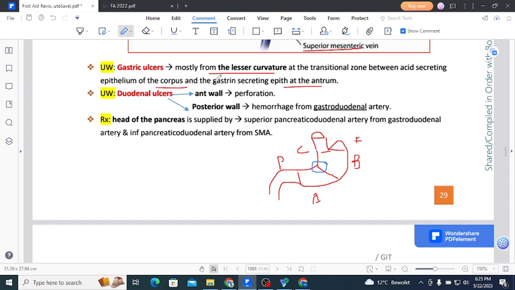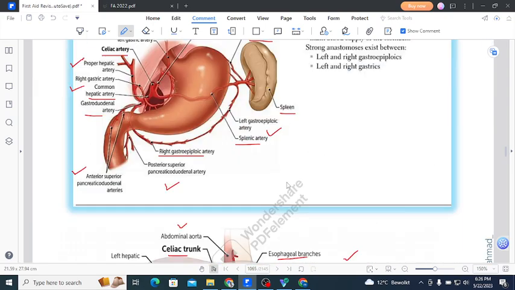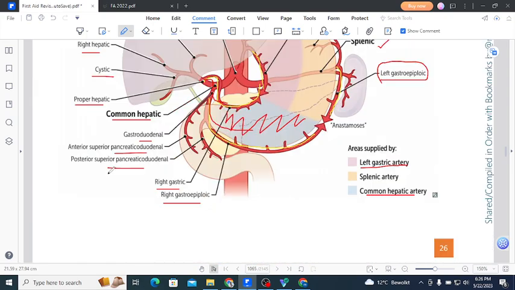Then we have the duodenal ulcers. They are seen most commonly in the anterior wall, and they may also result in perforation. Suppose this is the duodenum, so most of them are present in the anterior wall. But if they are present on the posterior wall, we know that in the posterior wall of the duodenum we have an artery called the gastroduodenal artery, right? Or maybe the pancreaticoduodenal artery, you may say that.